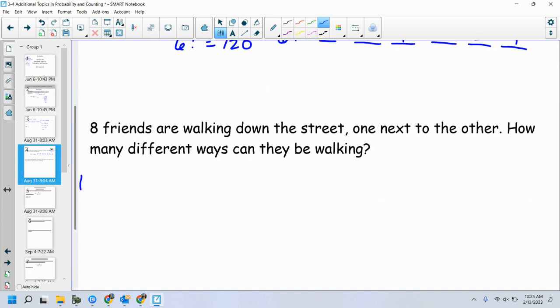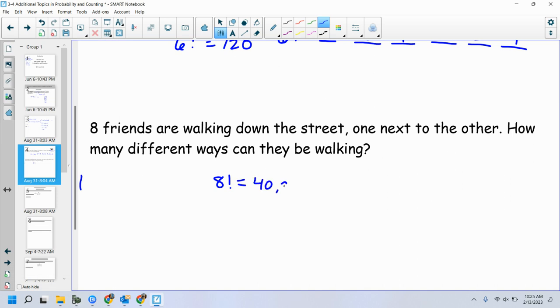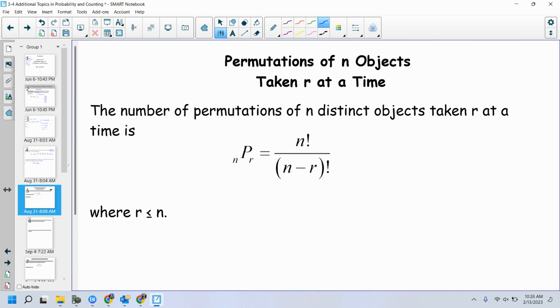All right. 8 friends are walking down the street, one next to the other. How many different ways can they be walking? 8 factorial. So in this case, 8 factorial is a big number, 40,320. I could have 40,320 different arrangements of all 8 friends. Make sense? The bigger the number, the more it grows.